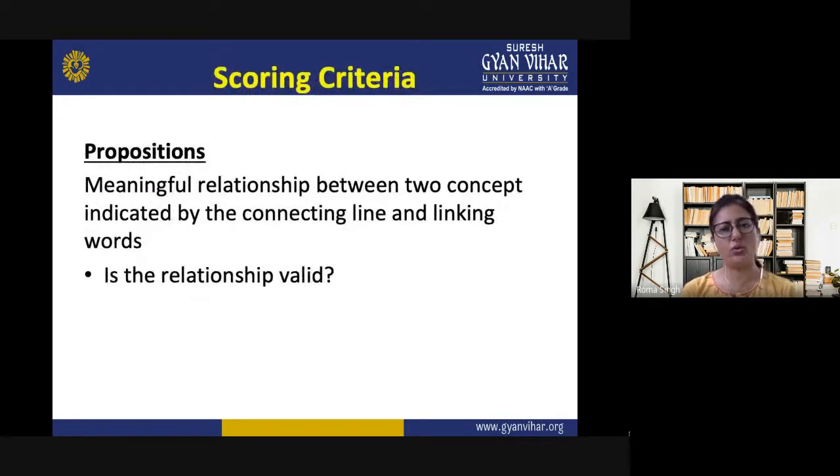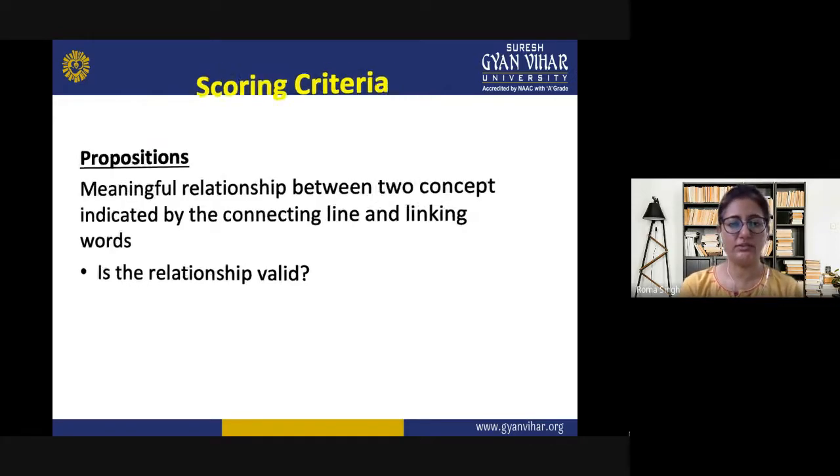There may be some scoring criteria also. They can prepare rubrics also. So regarding the propositions, they have to see that the meaningful relationship between two concepts is indicated properly by connecting lines, by writing linking phrases or linking words. So is the relationship valid? This has to be judged by the teachers. So they have to look at it carefully. They have to make proper criteria on which basis they are going to judge their students.